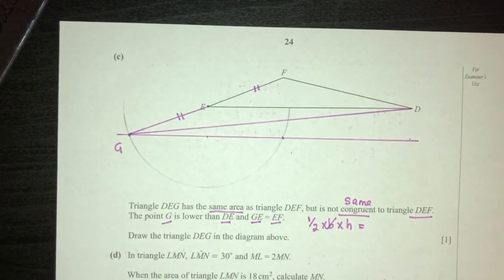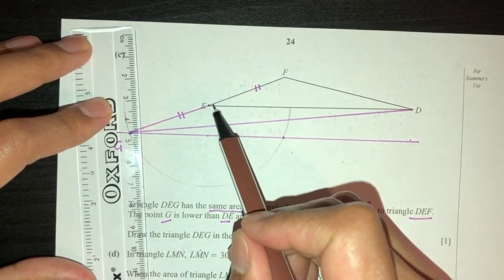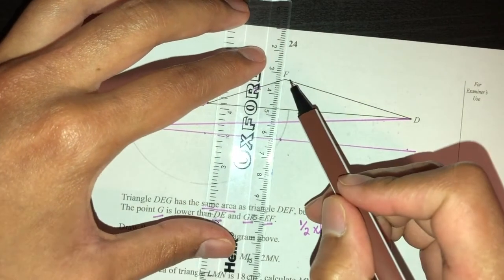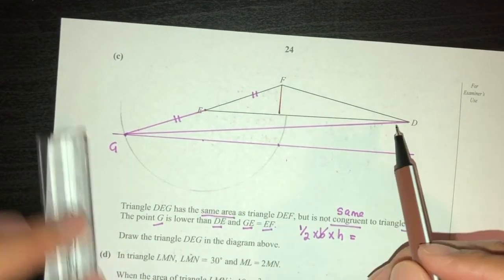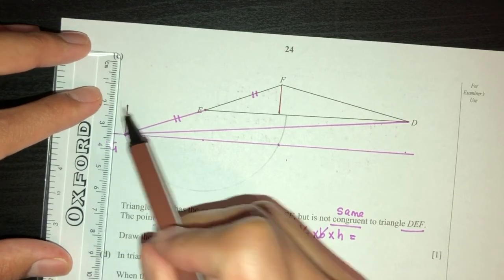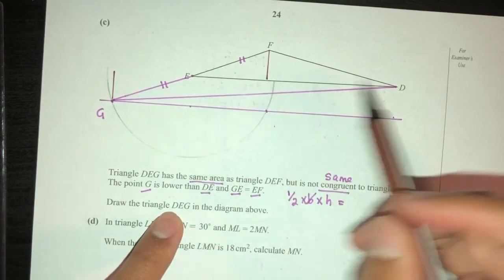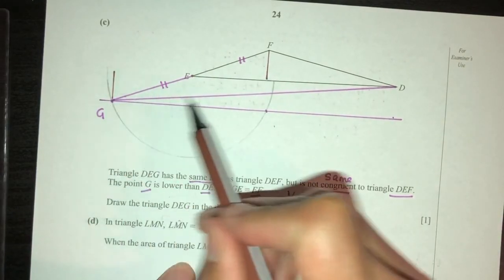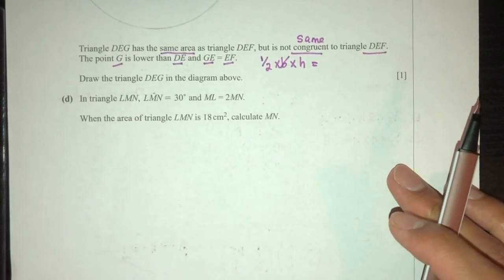Now let's confirm. How would you find the area of a triangle? You will do half times base, which is ED, times height. The height here is this, and for the other triangle it will be half times base, and the height here will be this perpendicular height, which is the same. So your triangle EGD will be this one. Okay, that will be part C. Let's move over to part D.